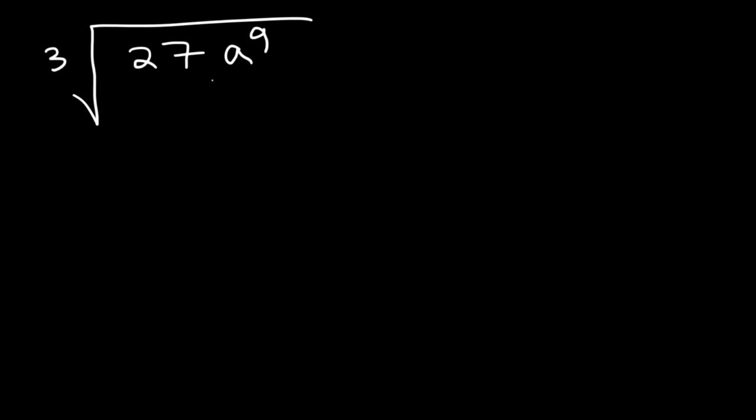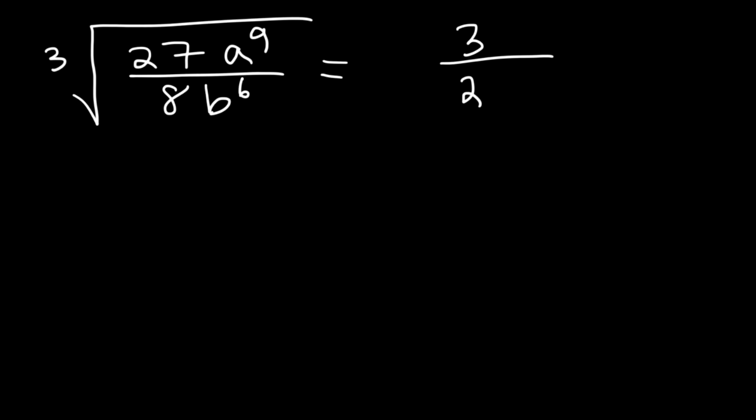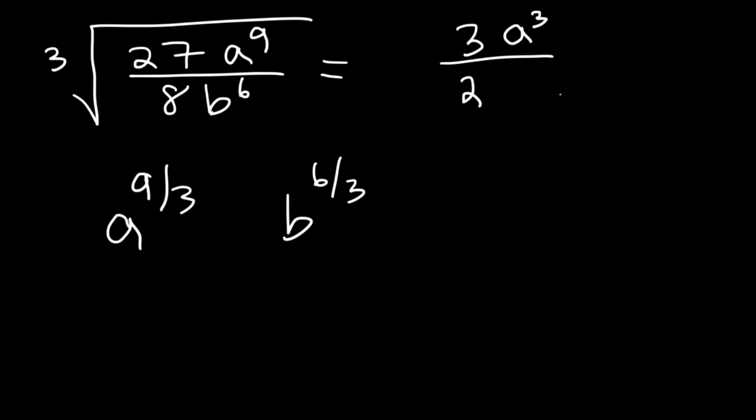Now what about this example? What is the cube root of 27 a to the 9th divided by 8 b to the 6th? So first, we could take the cube root of 27, which is 3. The cube root of 8 is 2. The cube root of a to the 9, basically you take the exponent and divide it by 3. So it's a to the 3rd power. And the cube root of b to the 6 is b to the 6 over 3, which is 2. So the answer is 3a cubed over 2b squared.